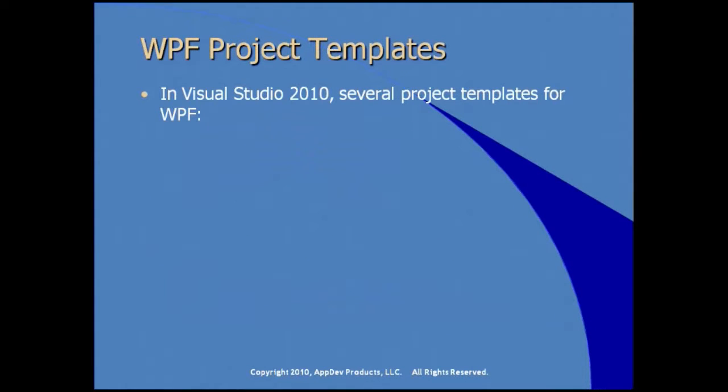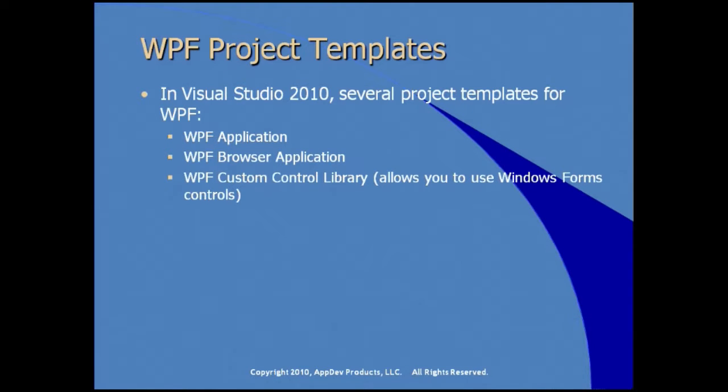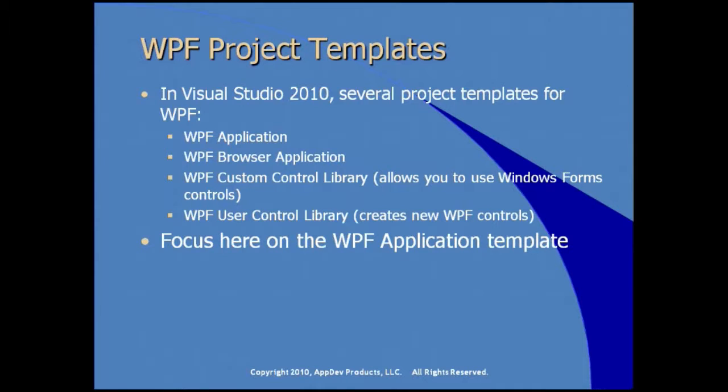Visual Studio 2010 provides several project templates for WPF. You can create a simple WPF application, a WPF browser application. There's a WPF custom control library which allows you to use Windows Forms controls, or a WPF user control library which allows you to create new WPF controls. In this course, we'll focus on the WPF application template, a very simple template that includes a single window for creating one window of a WPF application. Of course, you can add more, but for our first demonstration, we'll just use the template as it is. So let's stop now, go to Visual Studio, and create our first WPF application.